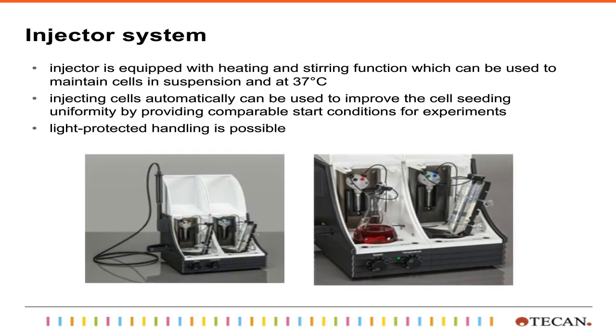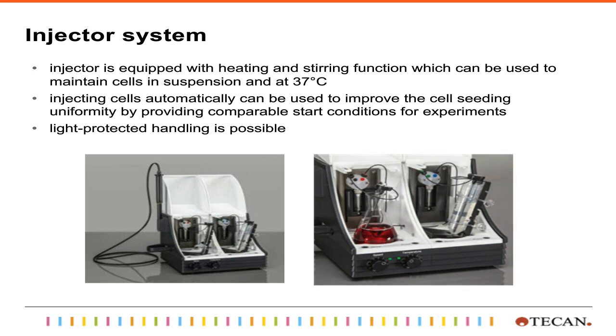Also, the previous Tecan readers had a well-established injector system that was compatible with most fluids and reagents. We have taken the injector system of the Spark to the next level by combining the injector box that is placed on top of the instrument with a heating and steering function. So that means cells can be maintained in suspension and at a certain target temperature, mostly 37 degrees for most eukaryotic cell lines. And furthermore, cells can be automatically injected into the microplate wells using this injector system.